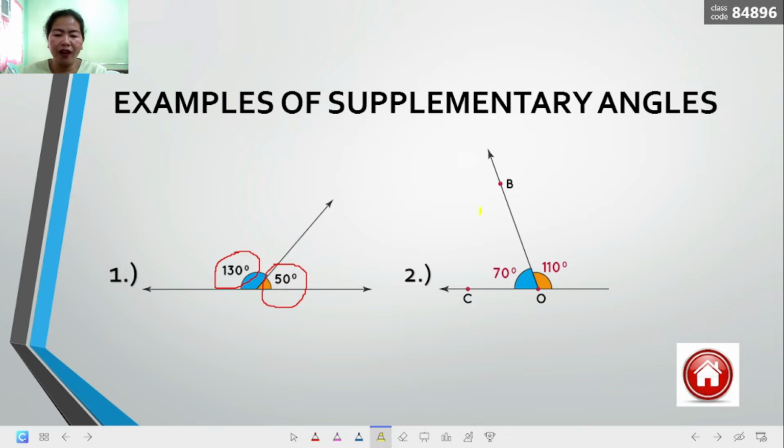Then next, we have here another example, 70 degrees and 110 degrees. So 110 plus 70 is again equal to 180 degrees. Then let's proceed to adjacent angles.